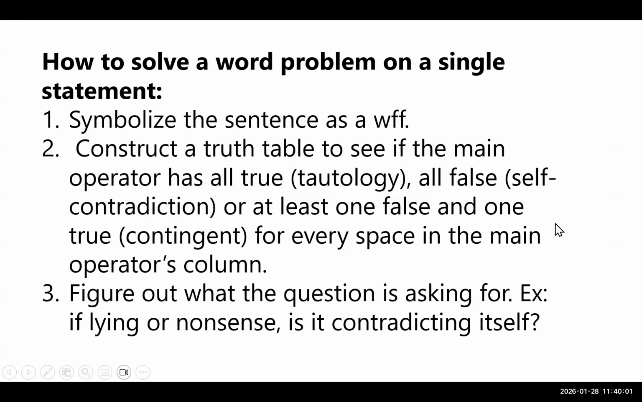Now you're going to learn how to solve a word problem on a single statement. What you're going to do is symbolize the statement as a well-formed formula, and then construct a truth table to see if the main operator has all true, meaning tautological, all false, meaning self-contradictory, or at least one false and at least one true for every space in the main operator's column. You're then going to figure out what the question is asking for. For example, if it's asking if it's lying or nonsense, is it contradicting itself?